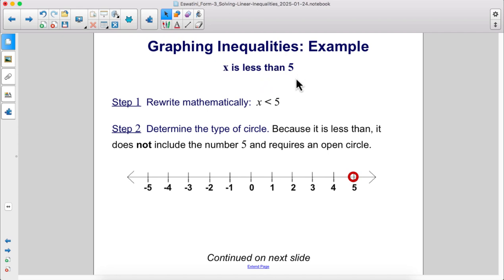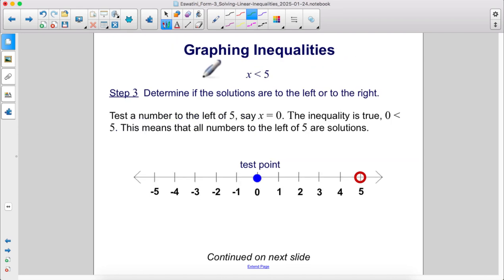X is less than 5. First, rewrite mathematically. We'll say x is less than 5. Then determine the type of circle. Because it is less than, it does not include the number 5, and therefore requires an open circle. Then, determine if the solutions are to the left or to the right. So you can test a number to the left of 5. Let's say x equals 0. The inequality is true. 0 is less than 5, which means that all the numbers to the left of 5 are solutions.